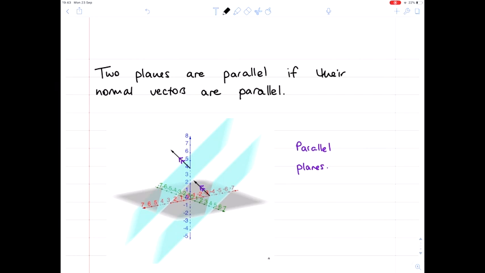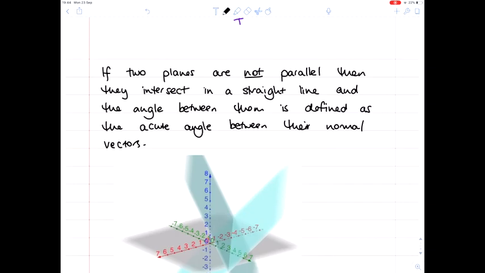Now, two planes are parallel if their normal vectors are parallel. So if ever you're asked if two planes are parallel, you just look at their normal vectors, which you can find from the scalar equation, and see if those two are parallel. And you remember that you can use the cross product to find if two things are parallel. If the cross product is 0, then they're parallel. You can also just see if one is the multiple of the other.